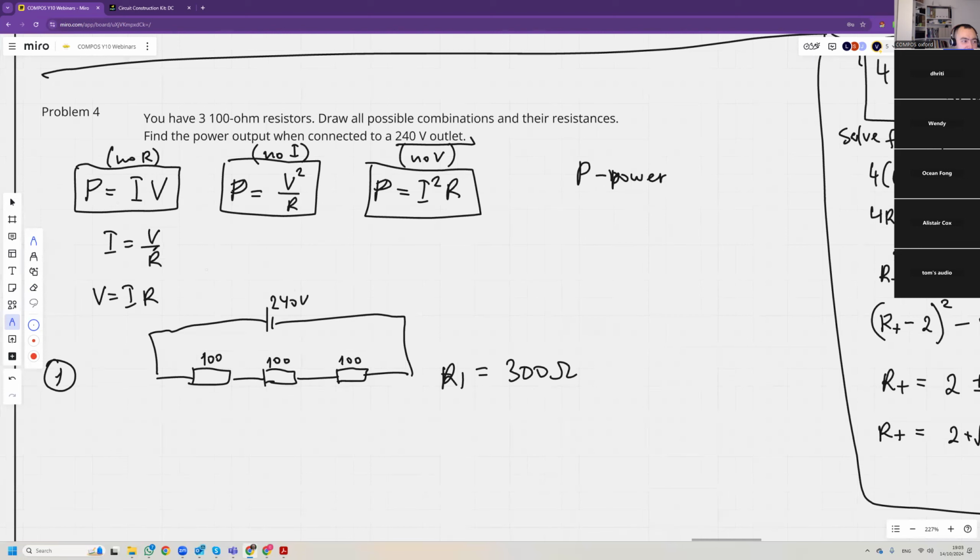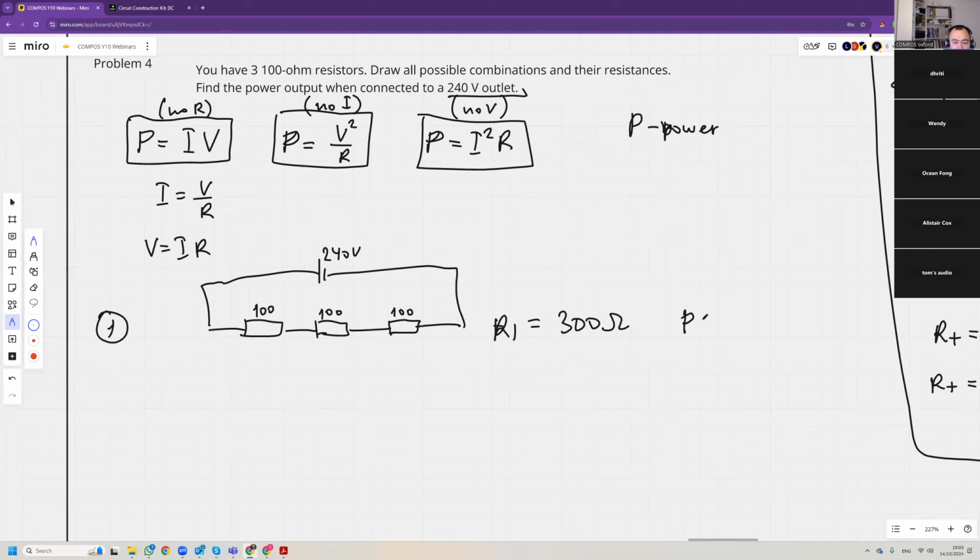Which formula would we use? The first, the second, or the third formula to find the power? The second, of course. We use the second because we don't know I. We do 240 squared divided by 300, which would give us 192 watts. That's the power output of this.